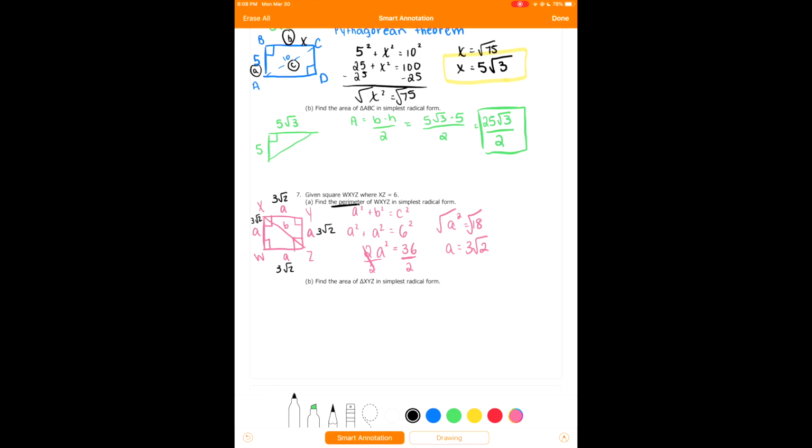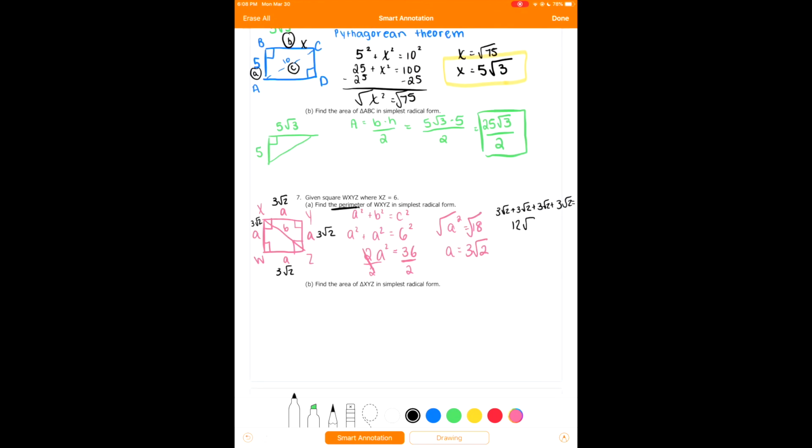So remember, perimeter means I add all the sides together. So I have 3 rad 2 plus 3 rad 2 plus 3 rad 2 plus 3 rad 2, which gives me 12 rad 2 as my answer for my perimeter.